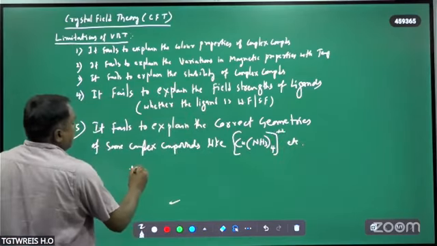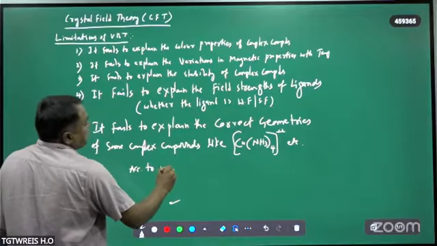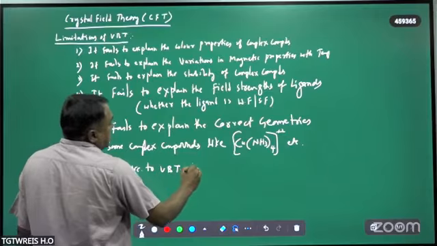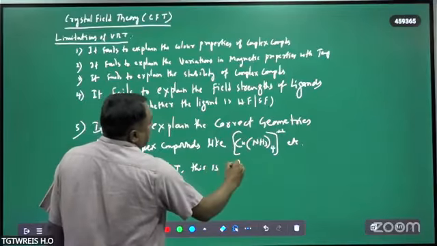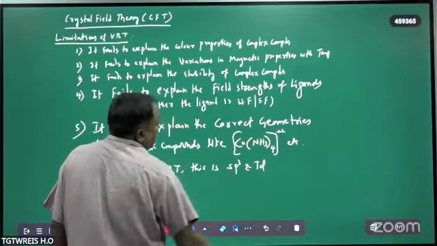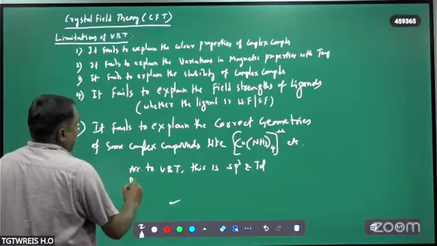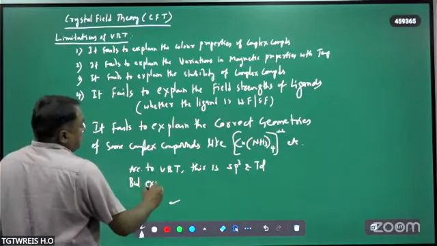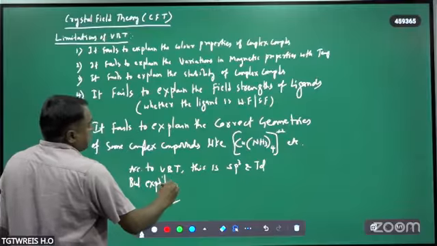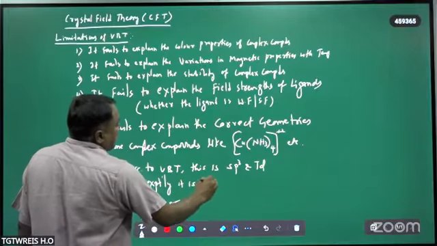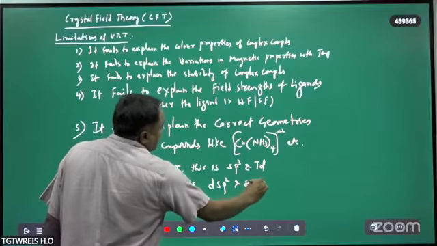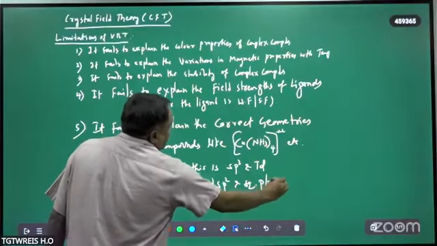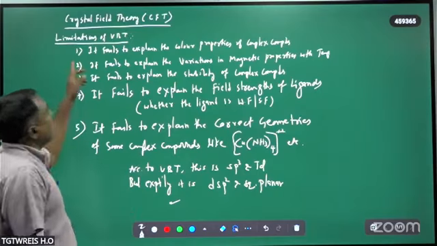According to VBT, this is sp3 hybridized with tetrahedral geometry, but experimentally it is dsp2 hybridized with square planar geometry. So these are the limitations of valence bond theory.